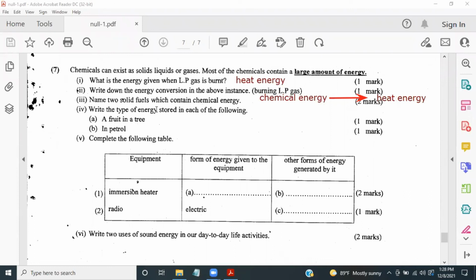Name two solid fuels which contain chemical energy. Solid fuels, write down: firewood, sawdust. Write the type of energy stored in each of the following. A fruit on a tree that is in a higher position has potential energy. In petrol, chemical energy.